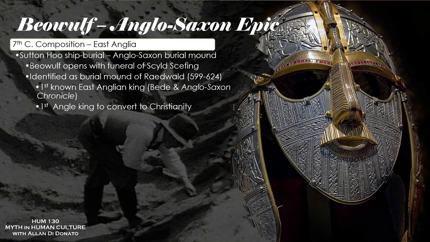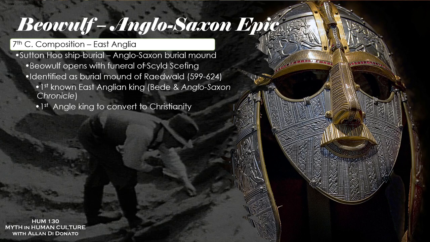You actually see in the black and white photo on the screen the archaeologist excavating this ship burial. But the Sutton Hoo burial was an Anglo-Saxon burial mound. It had this funerary boat with all the grave goods, including this helmet, which is a really, really awesome piece of artwork. This is a reconstruction, by the way. The original wasn't quite preserved this well, but the artwork is exquisite, right? The metalwork and the detail is amazing.